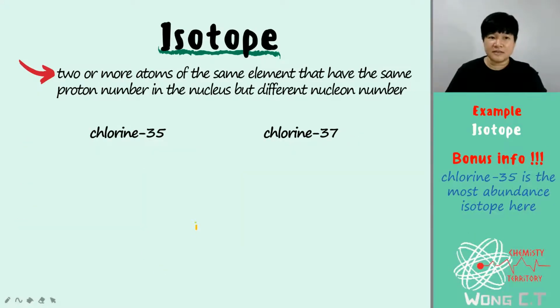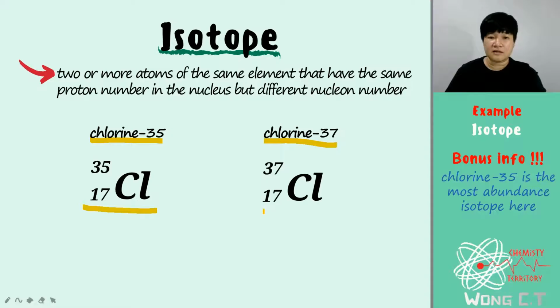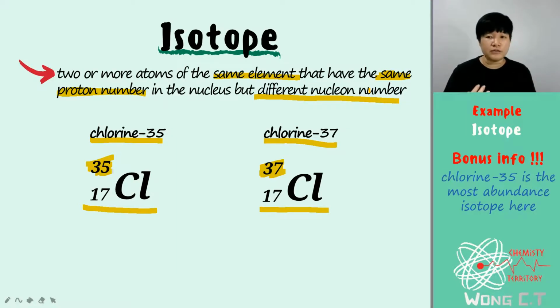Okay? Next example, I have chlorine 35, I have chlorine 37. So chlorine 35 looks something like this. Chlorine 37 looks something like this. And the only thing that makes them different is the nucleon number. They are still the same element, chlorine. They have the same proton number, where the proton number is 17 for chlorine. But they have different nucleon numbers. And chlorine right now has 2 isotopes.